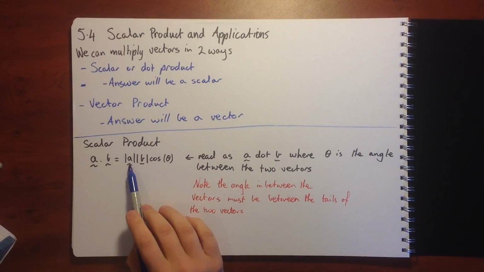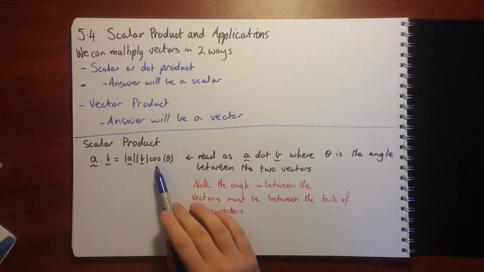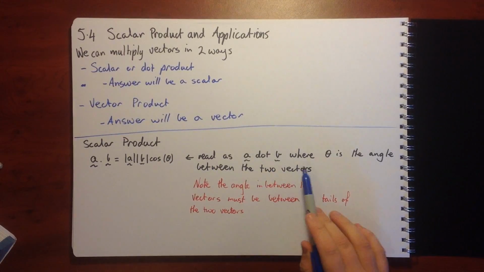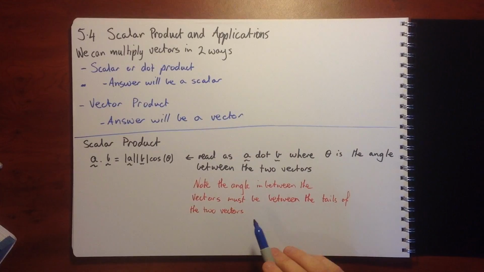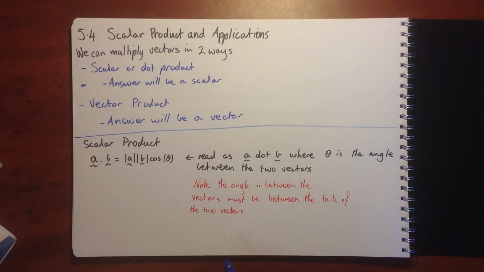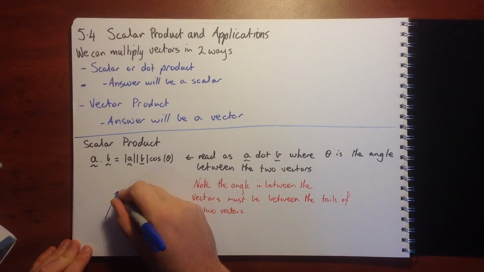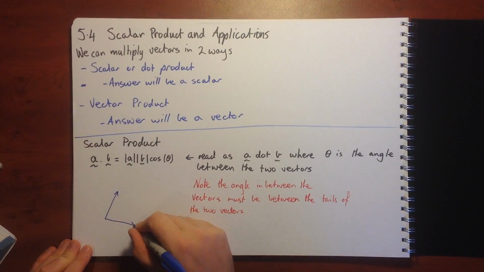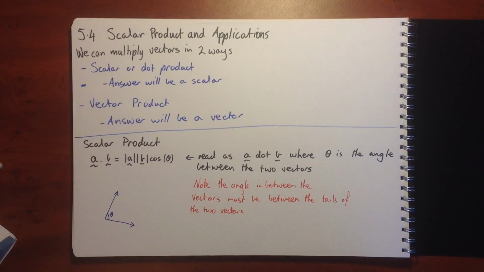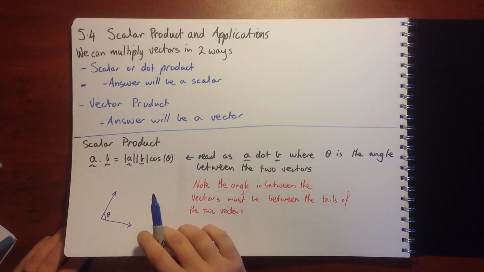So our scalar product is A dot B, which is the way we read it, equals the magnitude of A times the magnitude of B times cos of the angle between them. So we read it as A dot B, where theta is the angle between the two vectors. And note the angle in between the vectors must be between the tails of the two vectors. So we're saying we've got one vector here, another vector there. Theta is the angle between the tails.